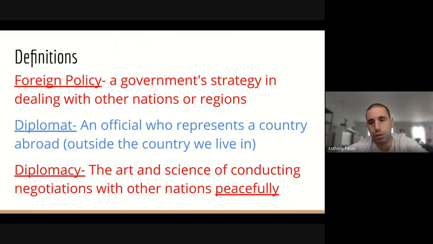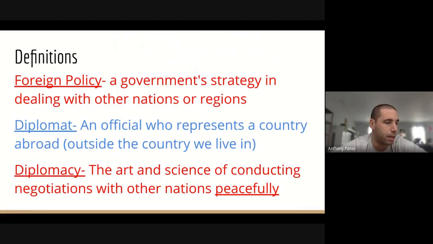A diplomat is an official who represents a country abroad, and this is very similar to a representative. This is just someone who's going to another country to basically try and push our foreign policy or work things out diplomatically.